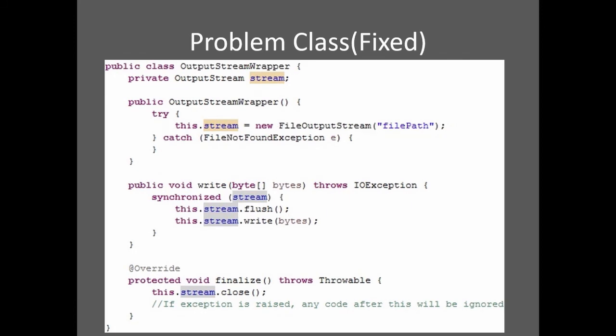And what you can do is put a synchronization block around it, in which case your stream finalize method will wait, because this will have a lock on the stream object, in which case you'll be safe.